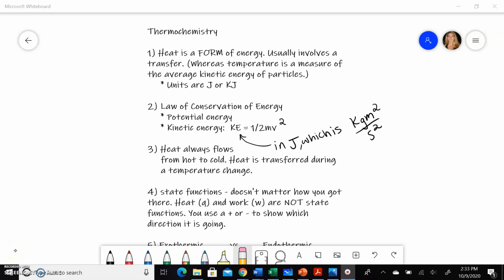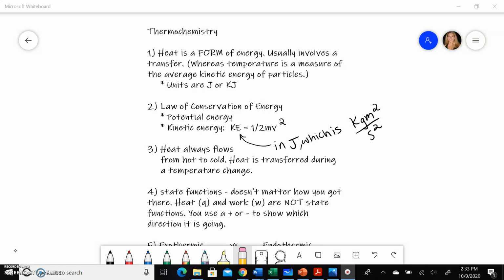This chapter is called thermochemistry, and it's going to involve several different types of energy. The first energy we're going to talk about is heat, which is not the same thing as temperature, so make sure you understand the differences between those before we get started. Heat is the form of energy that involves a transfer, which means you can't just go to the lab bench and say, how much heat is in that beaker.